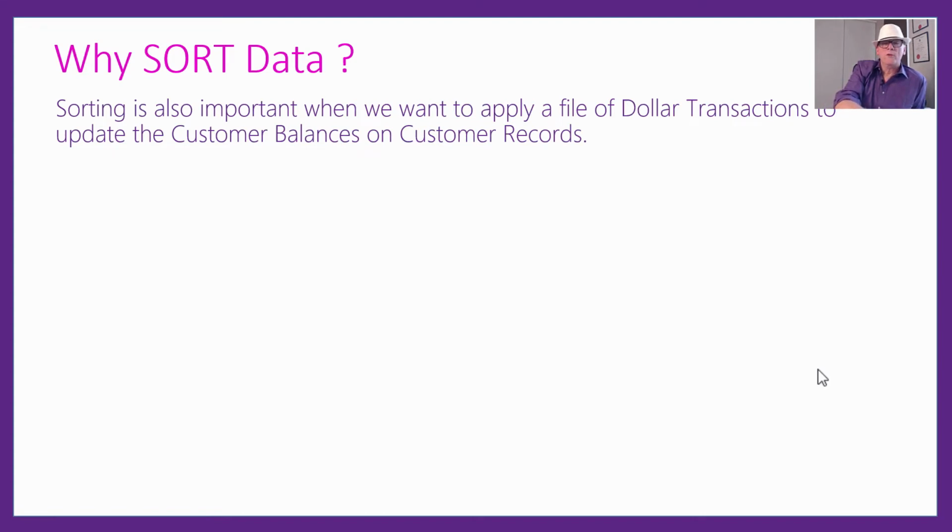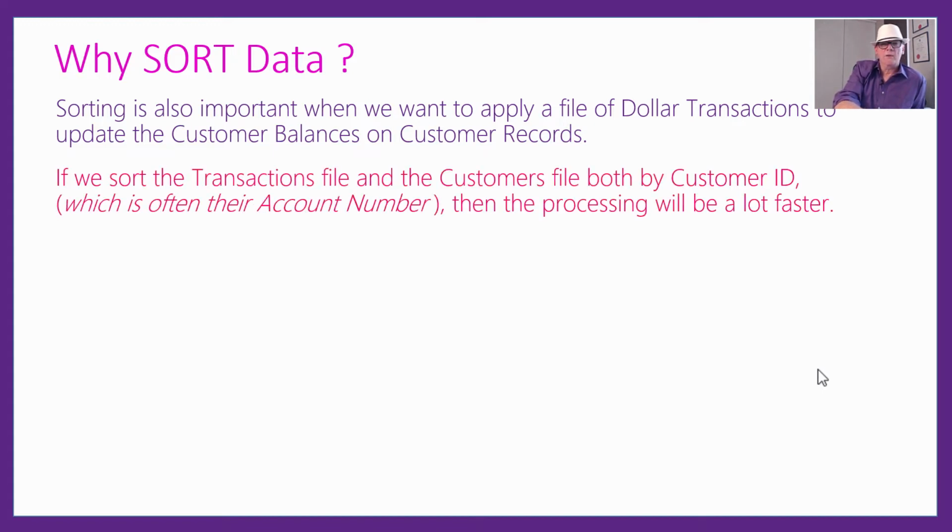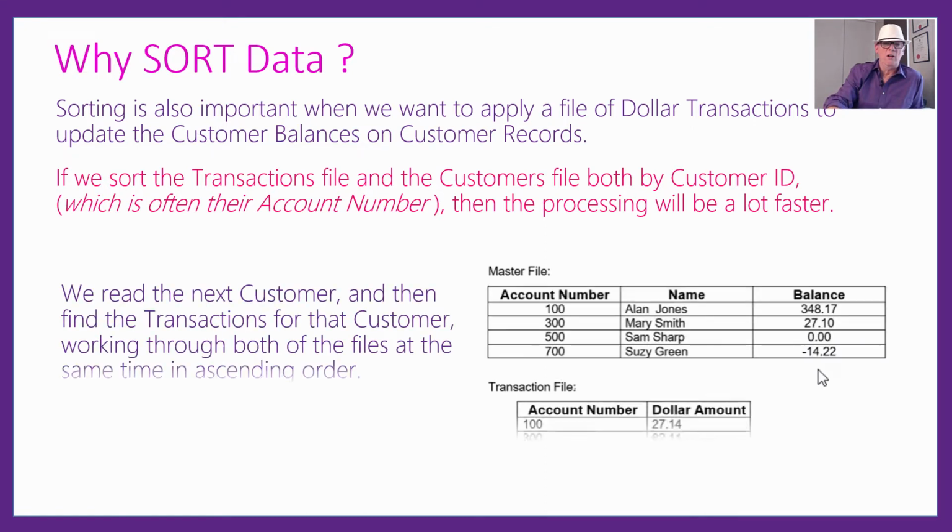Sorting is also important when you want to apply a file of transactions to a master file, or a master file of customer balances on customer records. So if we sort the transaction file so that both things are in the same order, so if we sort on customer ID, although often customers have an account number and that's the primary key, that's their ID, it's going to be a lot faster.